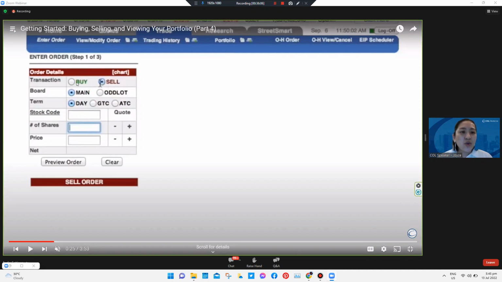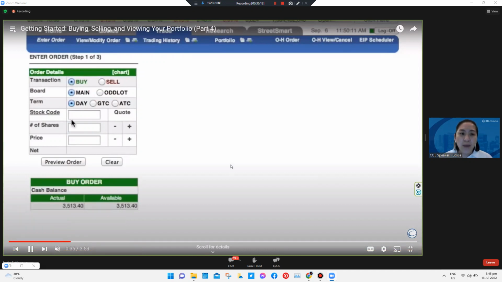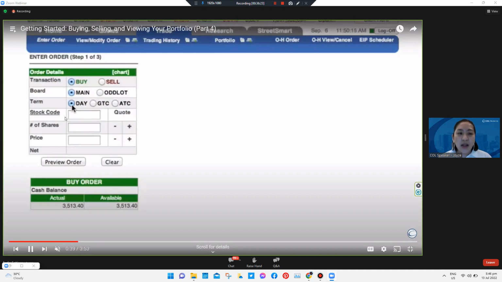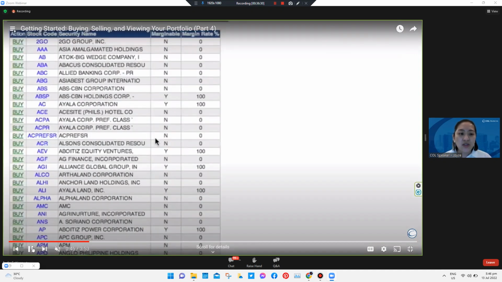Now, once you click whether you want to buy or sell, the next thing is you have to put in your stock code. If you are unsure about the stock code of the company you want to purchase, just click on the stock code here, the one that has the underline, and it will show you a list of the companies that are listed in the PSE and their codes as well. As you can see here, this is alphabetical, so you can just look for the company that you like. The stock code is these blue letters here.